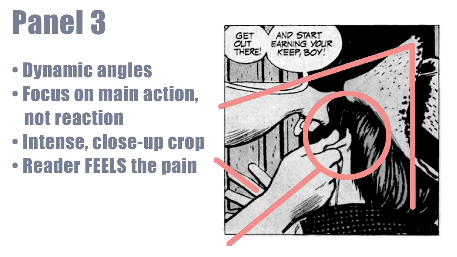Panel 3. Again, lots of dynamic angles and that triangle shape. It's a power composition. And Toth in this panel focuses on the main action. It is not a reaction. Very often in a panel like this, however it's delineated in the script, most people would want to show the reaction of the kid, meaning we'd want to see more of the stepmom being mean. We'd want to see more of the kid screaming so we would feel their pain or their reaction to it. And instead, Toth gives us the point of view from behind. And why does he do that?